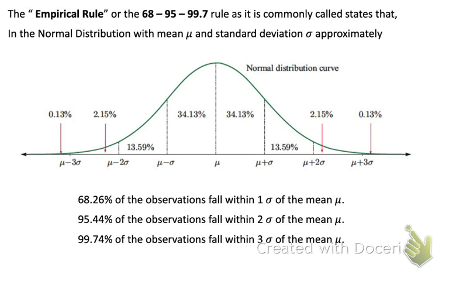The 68, 95, and 99.7% rule is the empirical rule. You will not have access to a calculator when using this rule. Those are quantities that you have to memorize. This is not in your IB formula booklet.